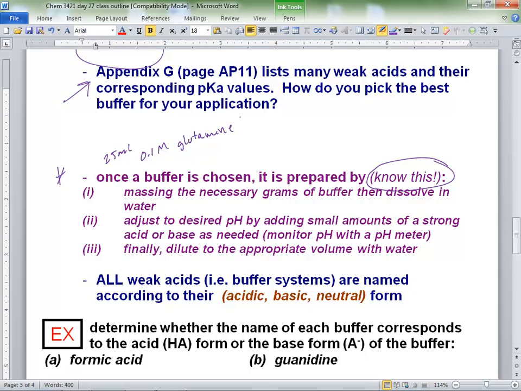The reason for using small amounts of strong acid and strong base is that you only have 25 mils to work with. You don't want to add too much. All weak acids, or buffer systems, are named according to their... anybody know? It's not acidic. It's their neutral form.